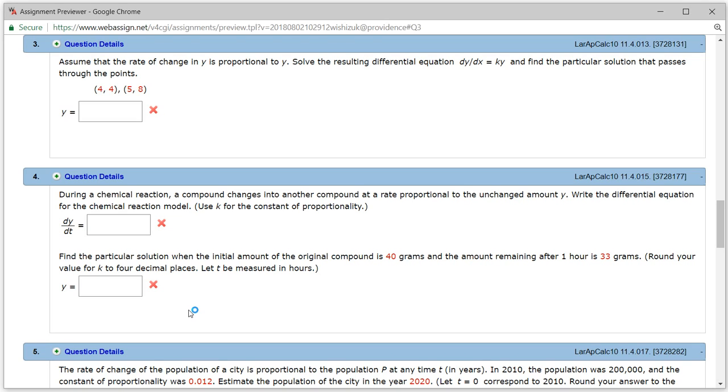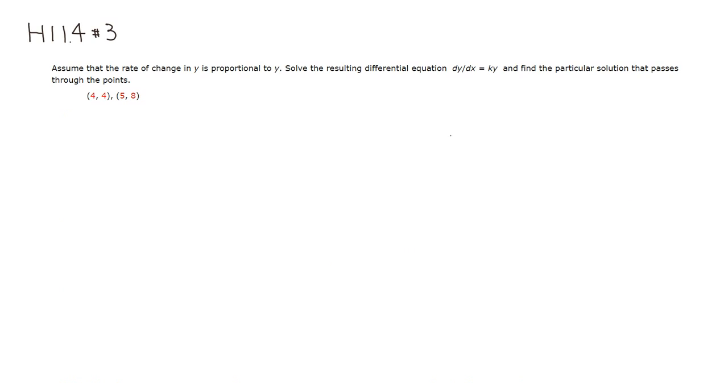Alright, let's look at homework 11.4, problem number 3. It says that the rate of change in y is proportional to y. So the differential equation is dy over dx equals ky. Then we want to find the particular solution that passes through these 2 points. Alright, so let's do that.